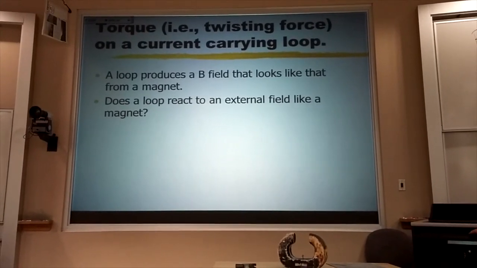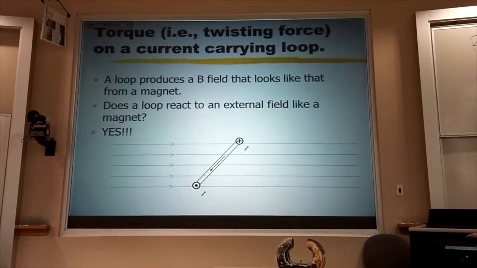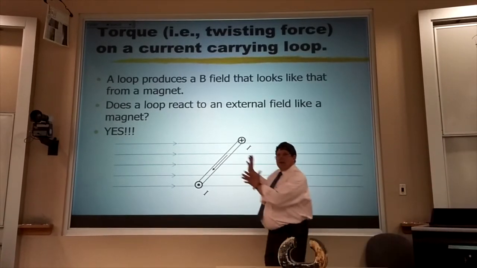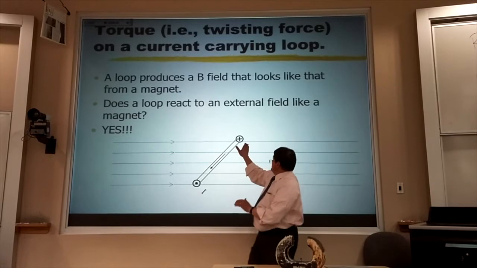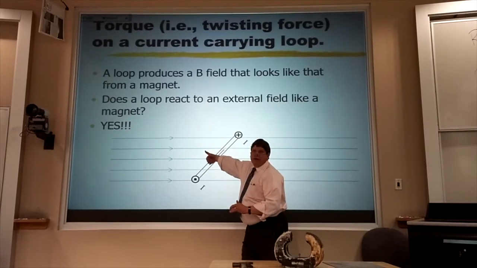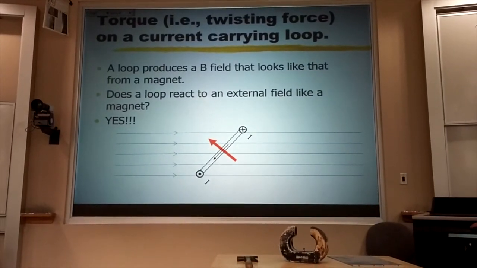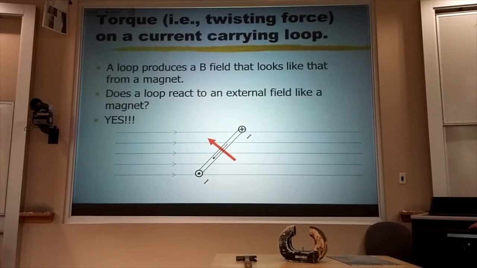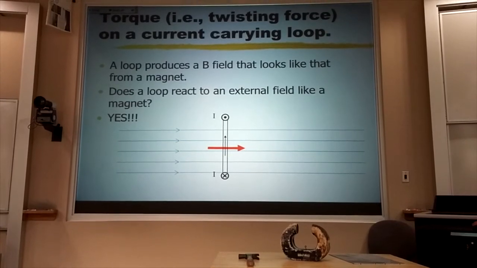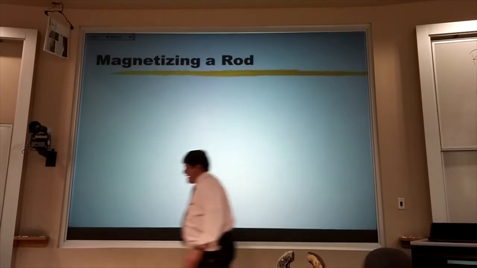It's a compass needle. If I have a magnetic field and a little loop in it, this is a hard problem unless I replace the loop with a little bar magnet. The current goes in there and out there. By right-hand rule 3, that gives me a north pole that way. That little bar magnet would rotate to line up with the field. Now, let's magnetize a steel rod.